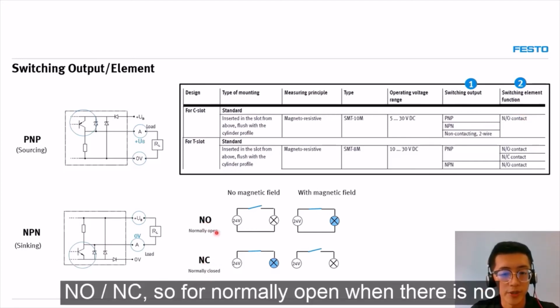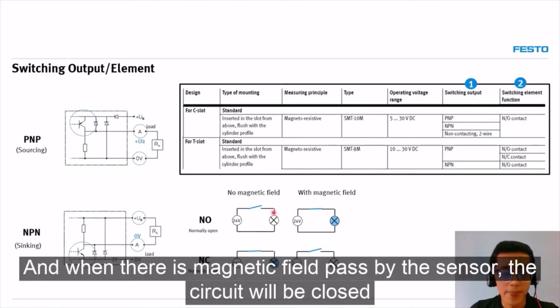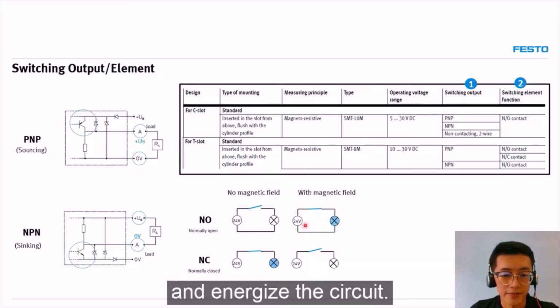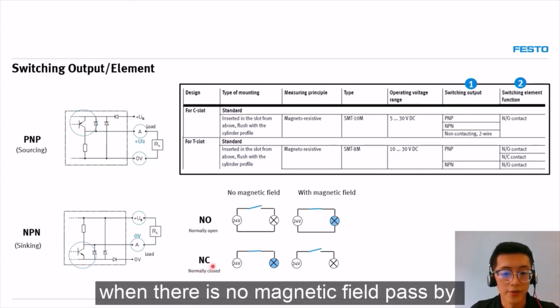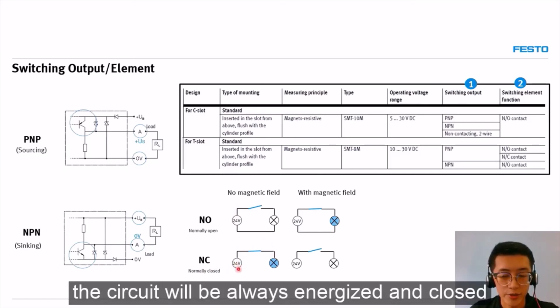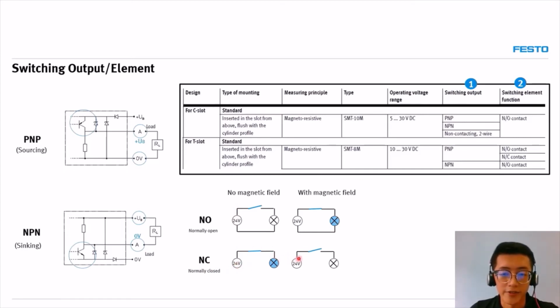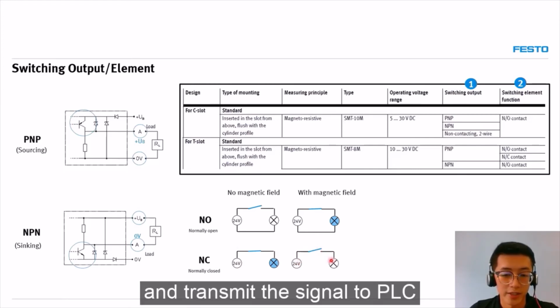For normally open, when there is no magnetic field passing by the sensor, the circuit will be open. And when there is a magnetic field passing by the sensor, the circuit will be closed and energized. For normally closed, when there is no magnetic field passing by, the circuit will always be energized and closed. And when there is a magnetic field passing by, the circuit will break open and transmit the signal to the PLC.